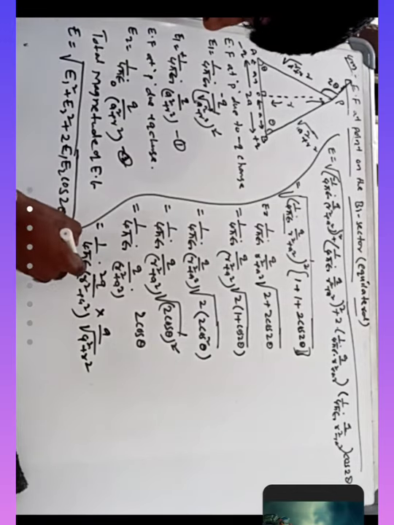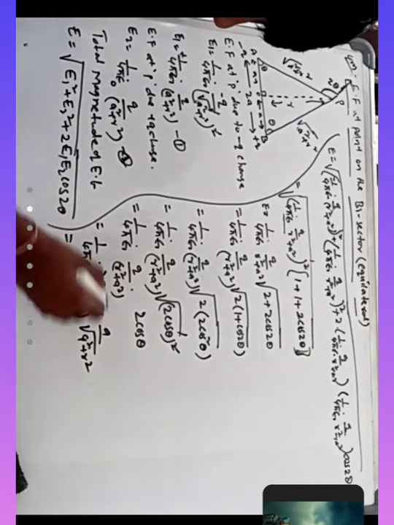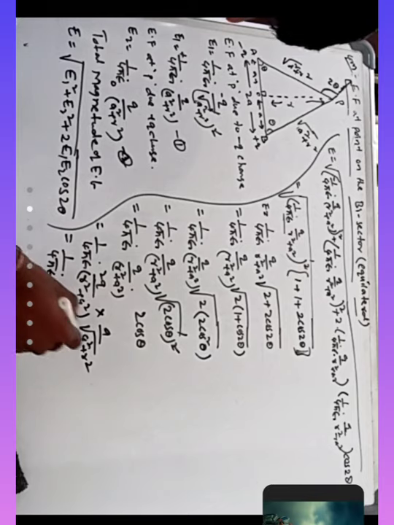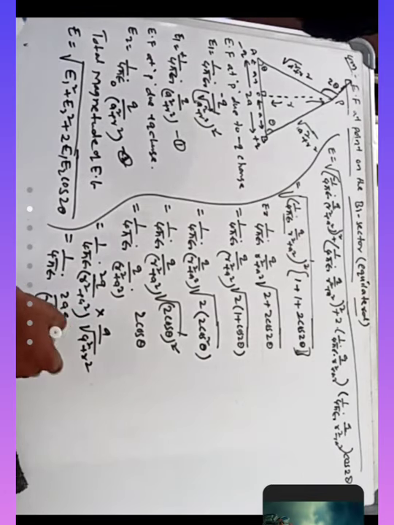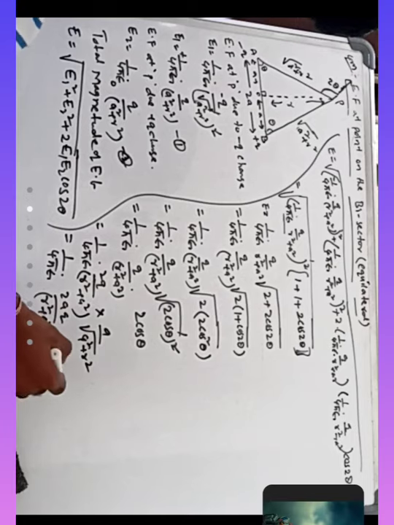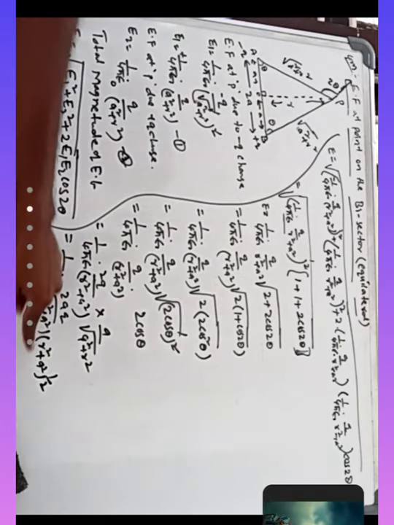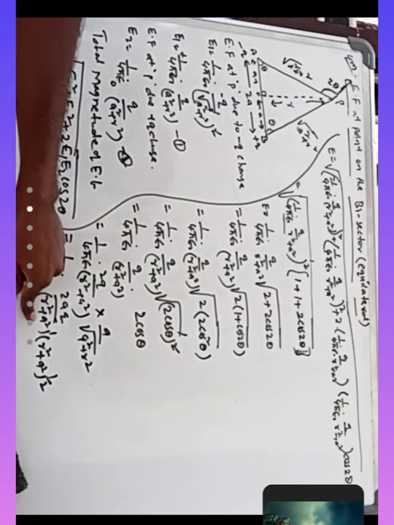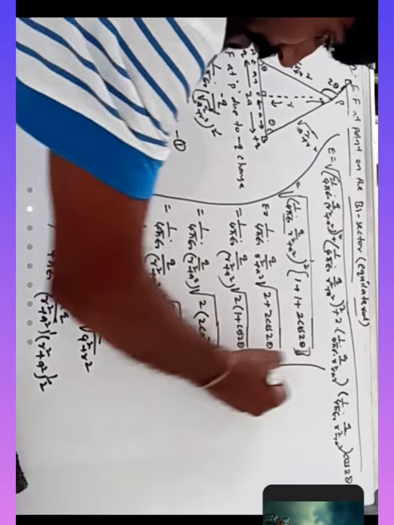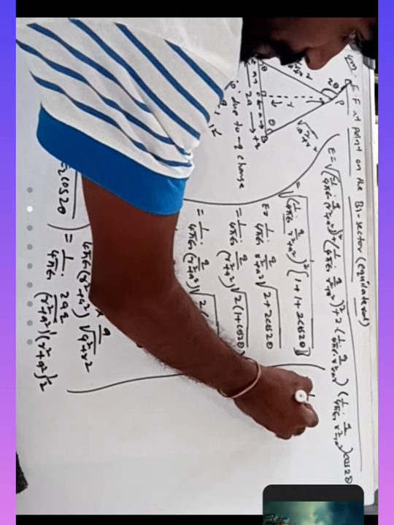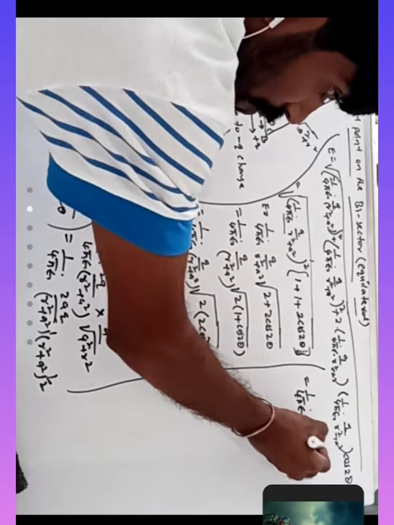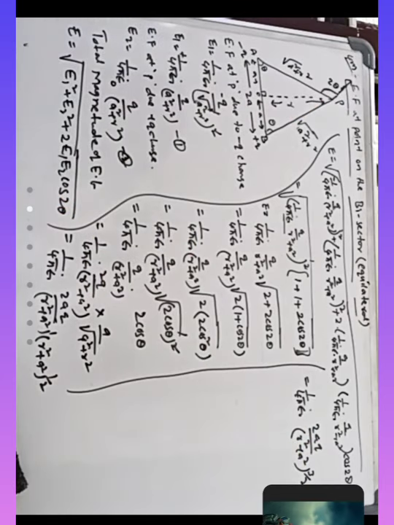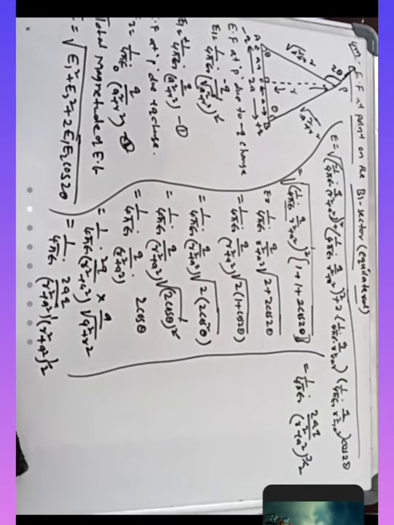Now 1 by 4 pi epsilon naught, 2A cube by R square plus A square, into R square plus A square to the power 1 by 2 also we have to write. When the bases are equal, then we add the powers. When adding the powers, the final equation is 1 by 4 pi epsilon naught into 2A cube by (R square plus A square) whole power of 3 by 2. We have to get that.